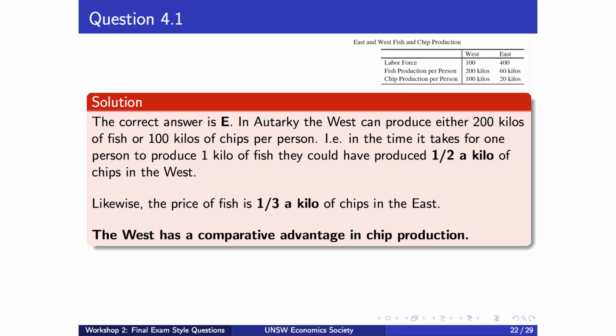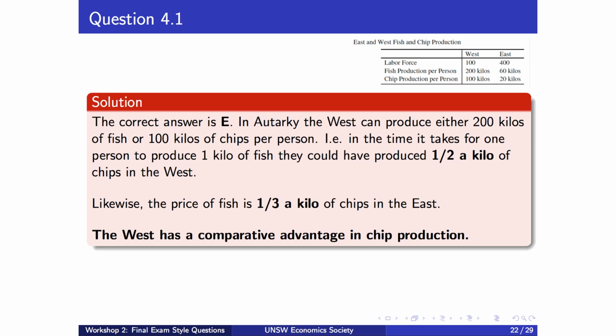Autarky is a situation where both economies are closed off to trade. The West can produce either 200 kilos of fish or 100 kilos of chips per person. Therefore, the price of 1 kilo of fish is half a kilo of chips. In other words, the time it takes for one person to produce 1 kilo of fish, they could have produced half a kilo of chips in the West. Likewise, in the East, a person can produce 60 kilos of fish or 20 kilos of chips. Hence, the price of fish is a third of a kilo of chips in the East.